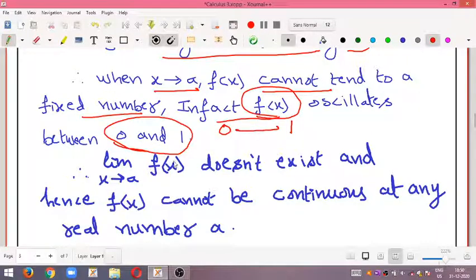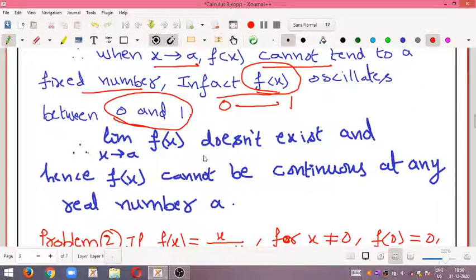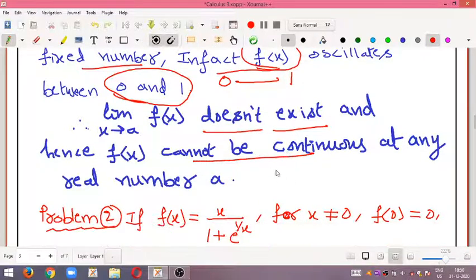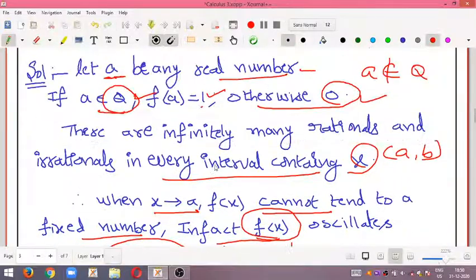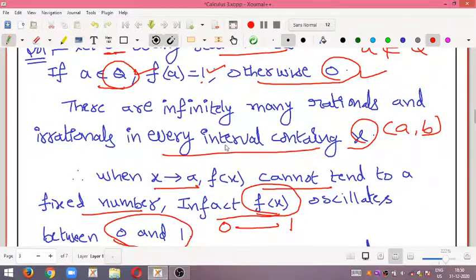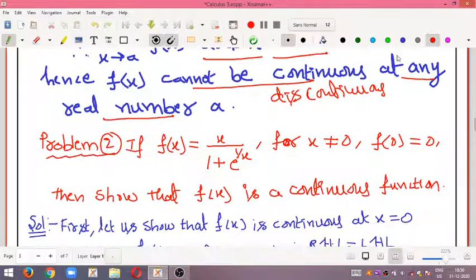So that's why the limit as x tends to a of f of x does not exist, and hence f of x can't be continuous. That means it is discontinuous at any real number a, that means at every point. So this is our first problem. If it is clear, I will move on to the next question.